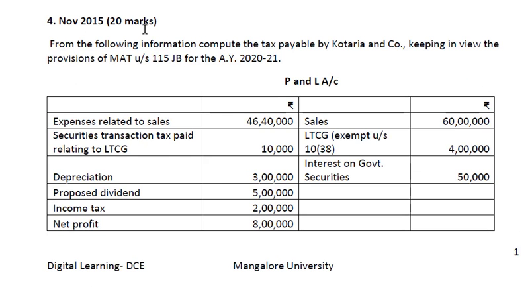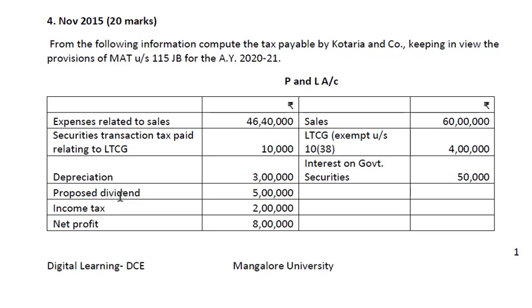This problem is for 20 marks, which was asked in November 2015. From the following information, compute the tax payable by Kotaria and Company, keeping in view the provisions of MAT under section 115JB for the assessment year 2021. So MAT, minimum alternate tax, is charged on book profit. Therefore, first we have to find the total income and another statement to find the book profit, and then compute the normal tax as well as minimum alternate tax.